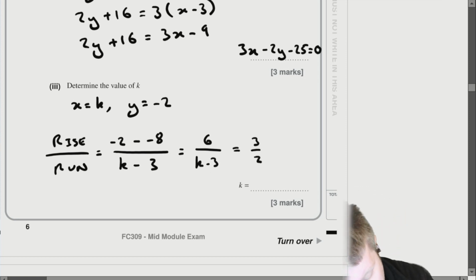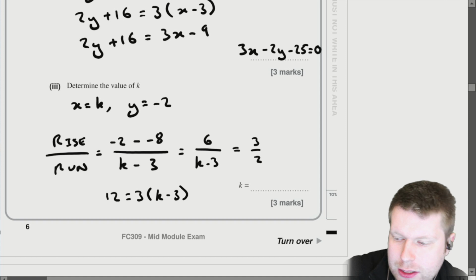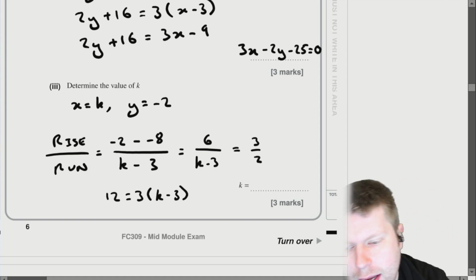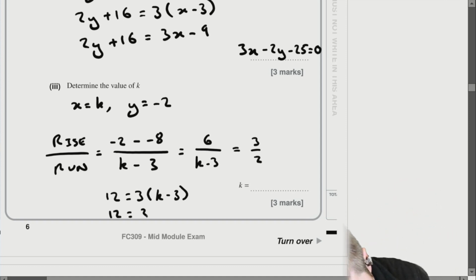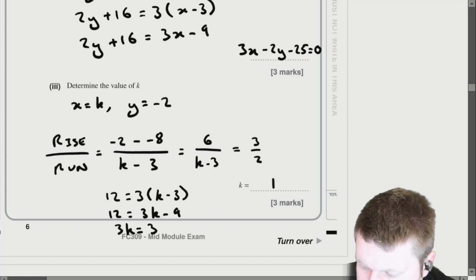So for example, you could cross multiply basically. So multiply 3 by k minus 3 and multiply by 2 should leave you with 12 is equal to 3 lots of k minus 3. Again, remember to use the brackets. Common error here is people forgot the brackets here. And then expand this out, so we get 12 is equal to 3k minus 9. And then solving this, we get 3k is equal to 12 take away 9, which is just equal to 3. And then if you divide that by 3, you should end up with k is equal to 1.